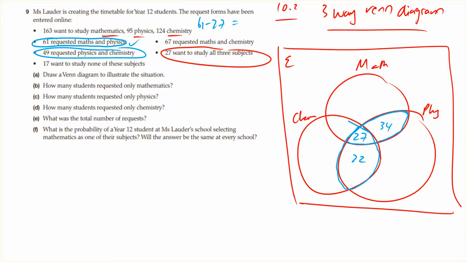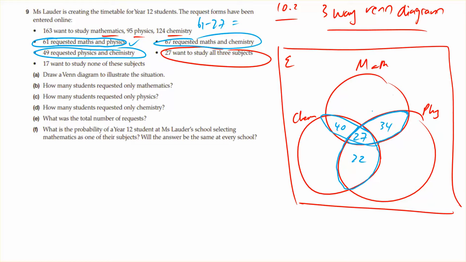Then the last one, maths and chemistry. 67 requested maths and chemistry. So 27 plus what gives you 67? You just go 67 minus 27. You get 40. I'm not expecting you to do this in your head. Okay, so we've done all the intersections.